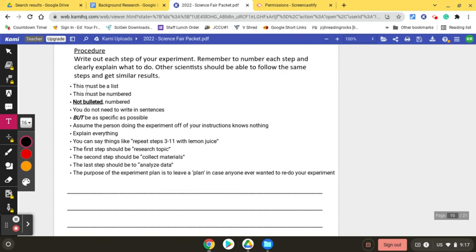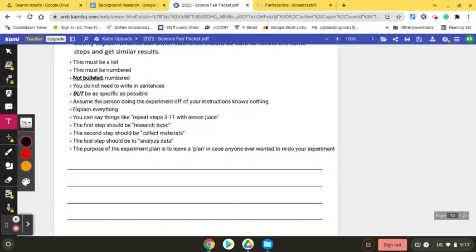Remember, your procedures are not to be bulleted either. These are to be as specific as possible. You can use fragment sentences, but they have to make sense. For example, the first step, number one, is we researched our topic. Two, we gathered our materials.